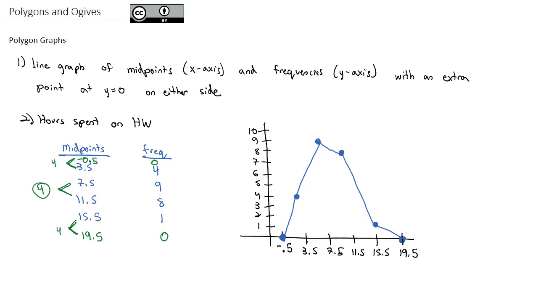Of course, every good graph has a title and labels. The title is not going to be polygon because polygon is the type of graph. What we're graphing is the time students spend on homework. The x-axis is going to be the time midpoints in hours. And the y-axis is the frequencies. And that gives us our polygon graph. The midpoints graphed with their frequencies, along with an extra point on either side with a height of 0 to finish out our polygon.